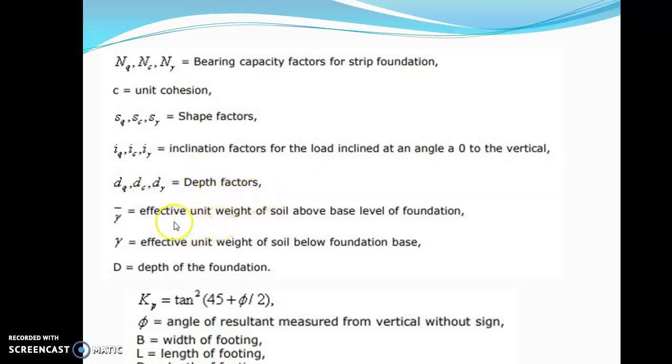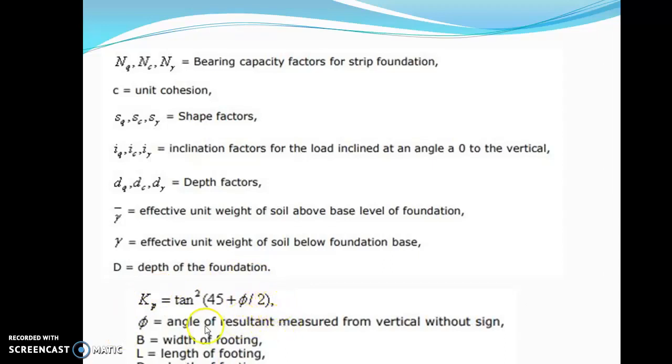Gamma dash is the effective unit weight of soil above the base level of foundation. Gamma is the effective unit weight of soil below the foundation base. D is the depth of foundation. Kp is given as tan squared of 45 plus phi by 2. What is this Kp? It is the passive pressure coefficient.